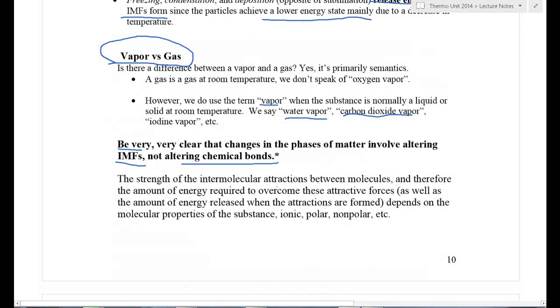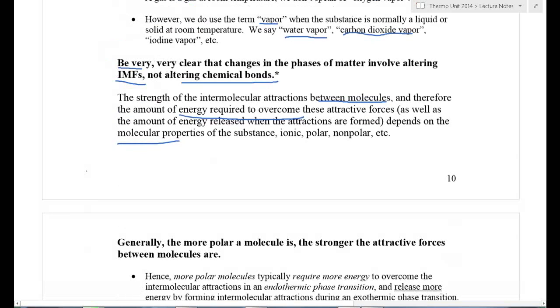And the strength of the intermolecular attractions between molecules, and therefore the amount of energy required to overcome them, depends on the molecular properties. So something that has very high intermolecular attraction, that's very, very polar or has hydrogen bonds, is going to take a lot more energy. It's going to have a higher heat capacity to cause those changes to occur.